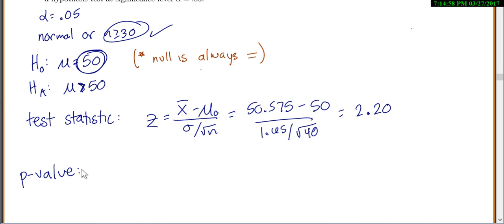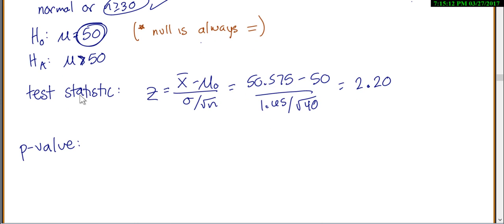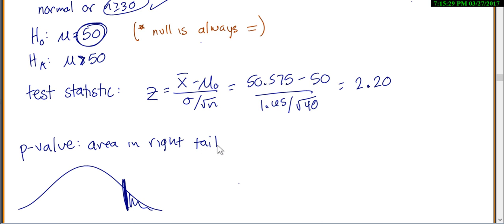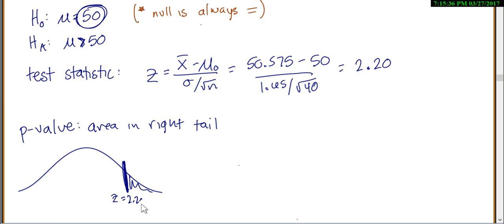And then for your p-value, you come up to your alternative and say, is this a less than, greater than, or not equal to? For a greater than, which tail would that make you think of? Greater than means you should be getting high values, so you would want to go to your right. So the p-value is going to be the area in the right tail. Here's my z value of 2.20, and I just want the area to the right. Or it's the probability that z is at least 2.20. So we'll go to our normal table.